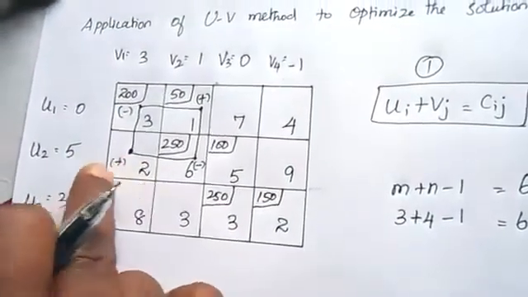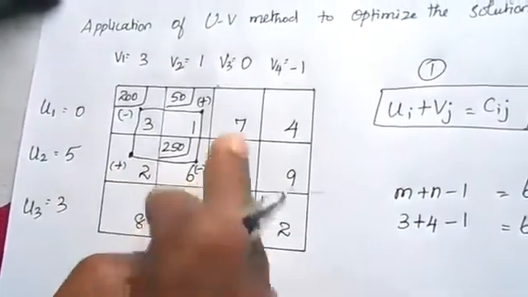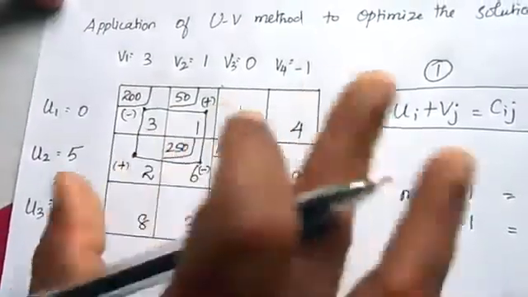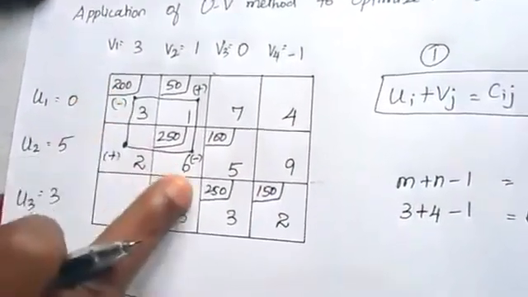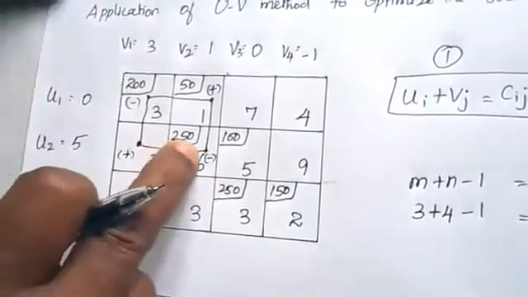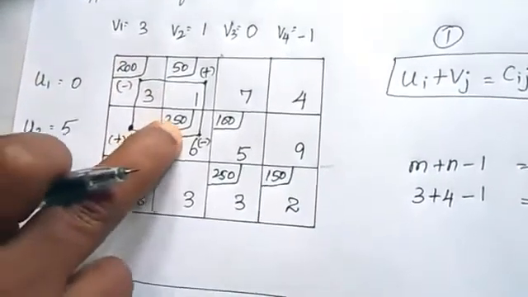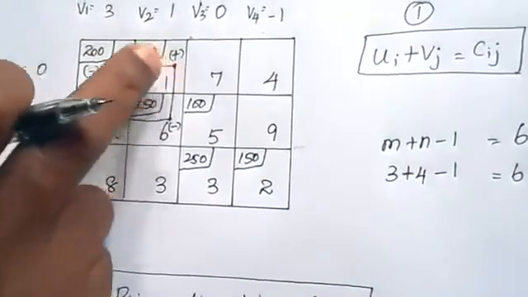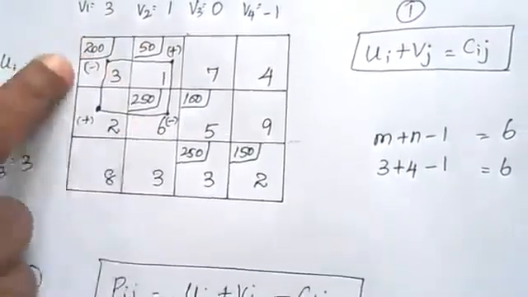For the first one you have to allocate a positive sign. Alternatively, you have to give positive, positive and negative. Okay, now we have got 4 corners. So now from this loop just see the negative values. The allocated negative values are 200 and 250. Which one is least? 200 is least when compared to 250. Now we have to take 200 and add it to the plus value and subtract it from the negative value.